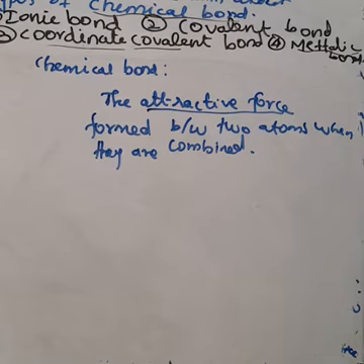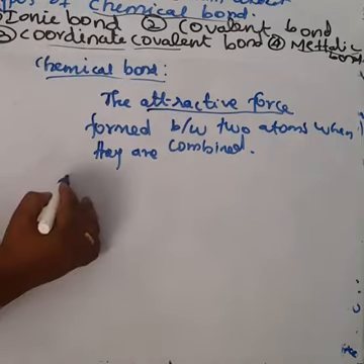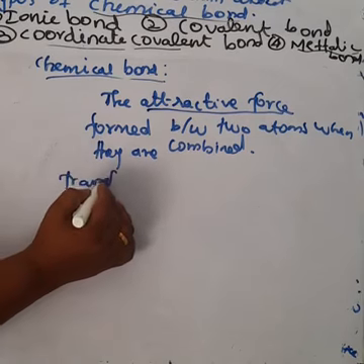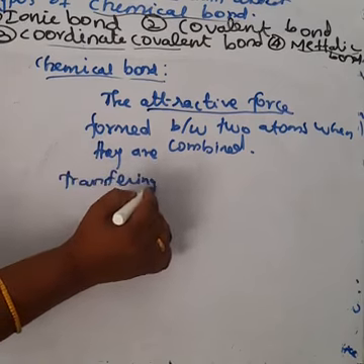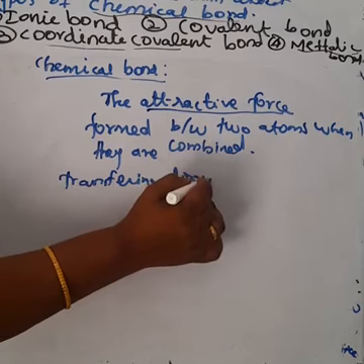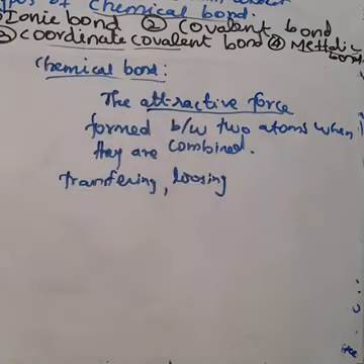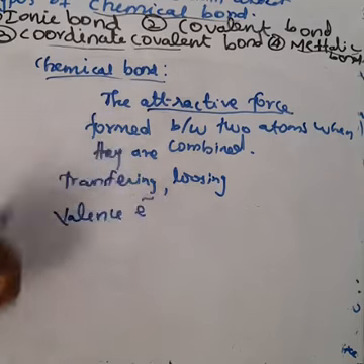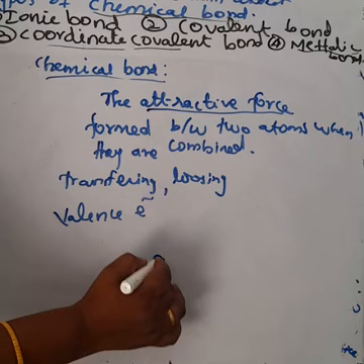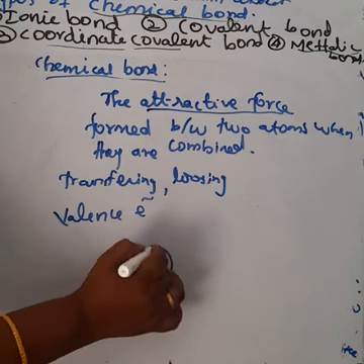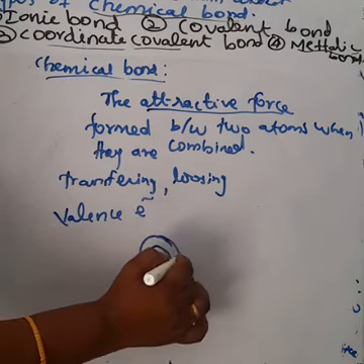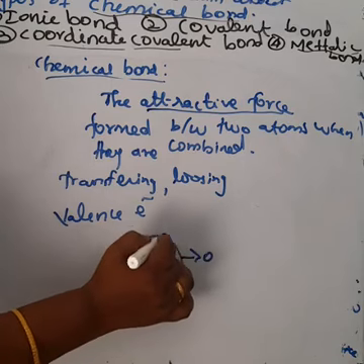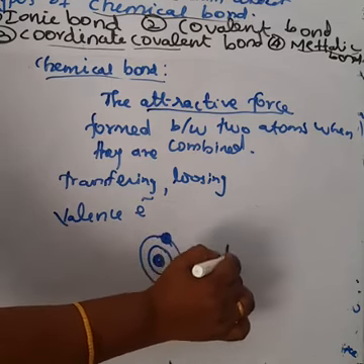How is this chemical bond formed? The chemical bond is formed by transferring or sharing or gaining or losing the valence electron. What do you mean by valence electron? Already we learnt about that. Valence electron means the electrons present in the outermost orbit.